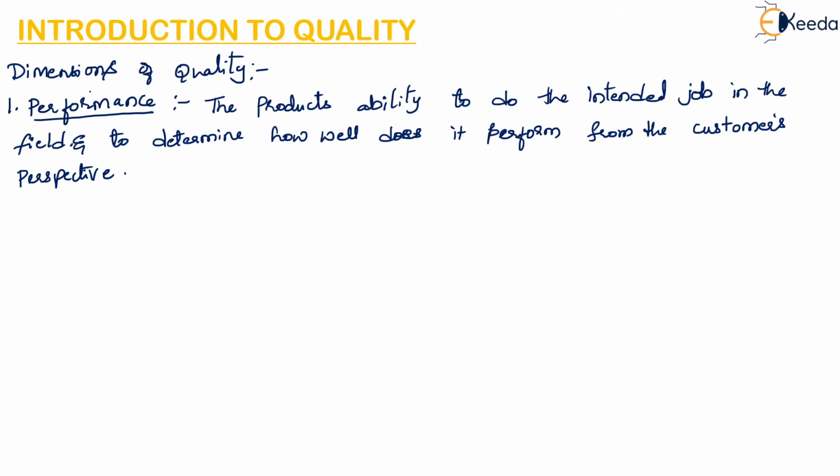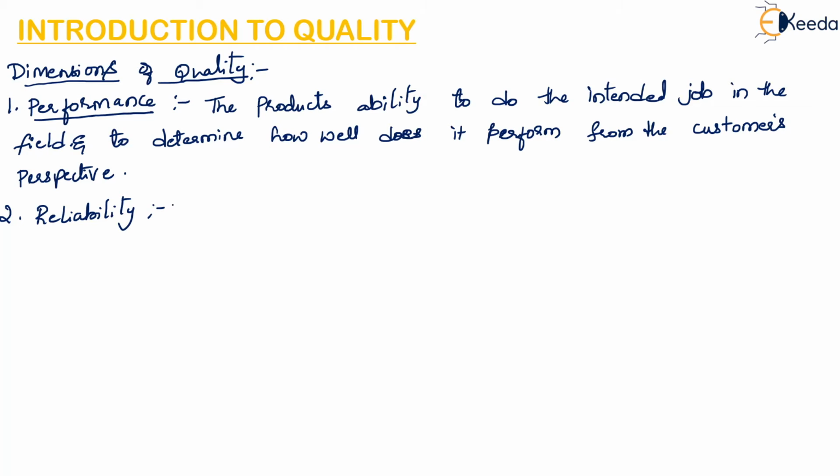So if you want to have a very good quality, then it should meet all the dimensions of the quality. So if the performance is not good, then we cannot say that it is a quality product. The second dimension is the reliability.